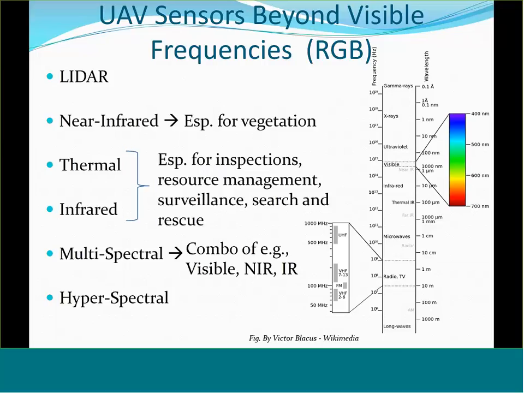Near infrared, which is between visible frequencies and infrared, is very good for assessing the health of vegetation. And if you have a near infrared camera along with a visible camera, you can get a lot of information about the ground and see below vegetation. There are also multispectral cameras that are essentially a combination of other cameras. You can combine, for example, the visible wavelengths with near infrared and infrared, and by fusing this data, you can collect much more information about your target. The next slide.